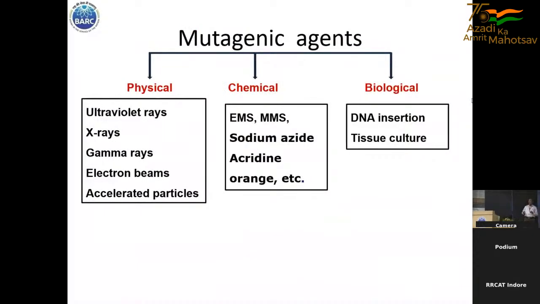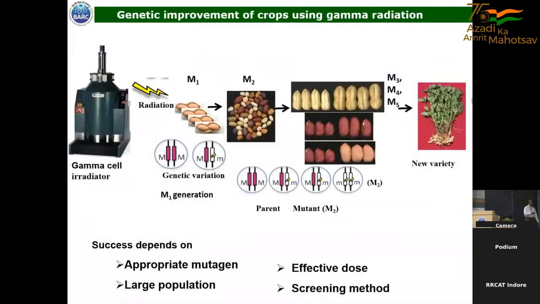So we are trying to create such variations using physical mutagens like X-rays, gamma rays, electron beams, and heavy ion particles, as well as chemical mutagens, as well as biological methods like DNA insertion and tissue culture. You may all be aware of these mutagens which we are using. And for the benefit of the student friends, normally this is how we follow the mutation breeding approach. We have a gamma irradiation cell where we have a cobalt-60 source, and we irradiate the seed with radiation, and we grow the plants in the field, which we call the M1 generation, and we go to the next generation, which we call M2, and this is how the genetic composition changes from M1 to M2.